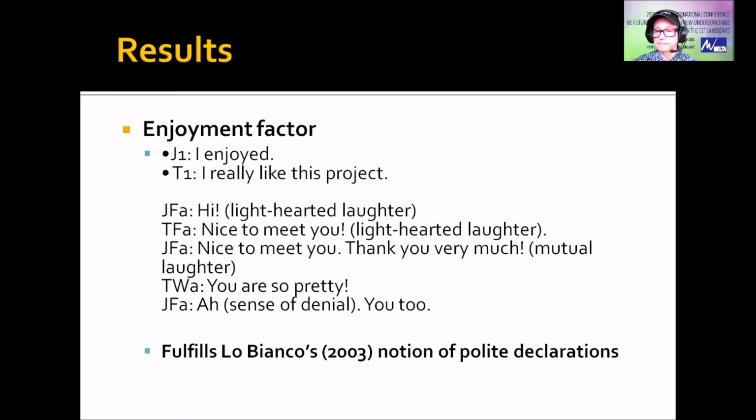Here you can see lots of, besides the students just saying it, like from the questionnaire point 1, they also expressed it in their interaction, as we can see from this dialogue. "Hi, nice to meet you." "Nice to meet you." "You are so pretty." Uses of positive politeness.